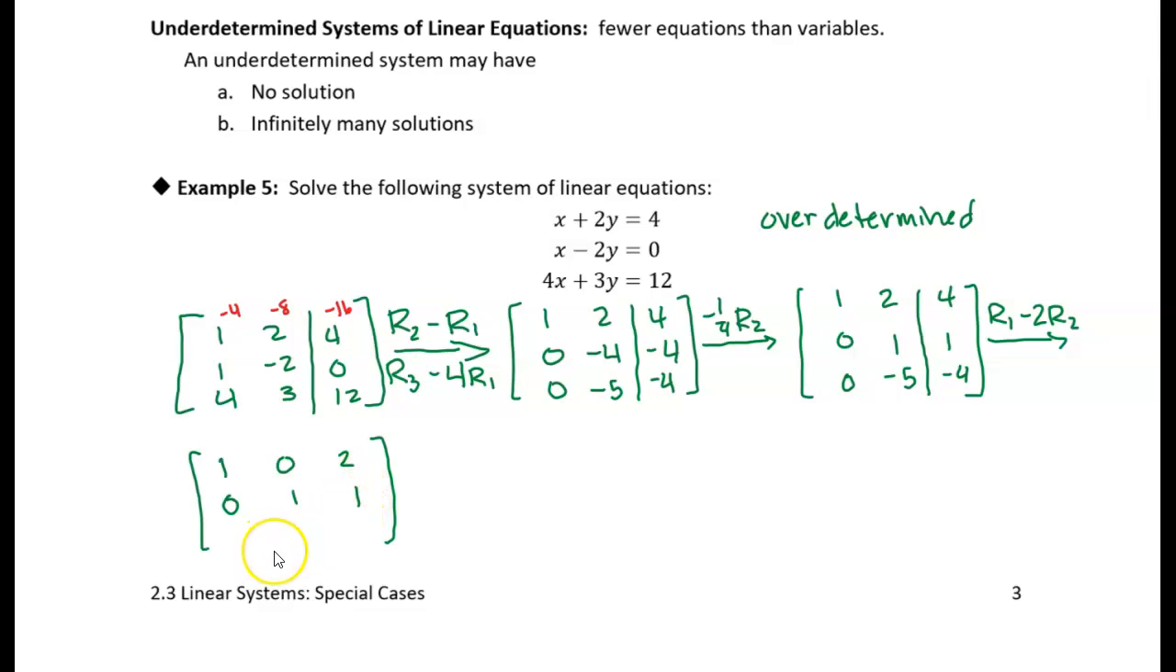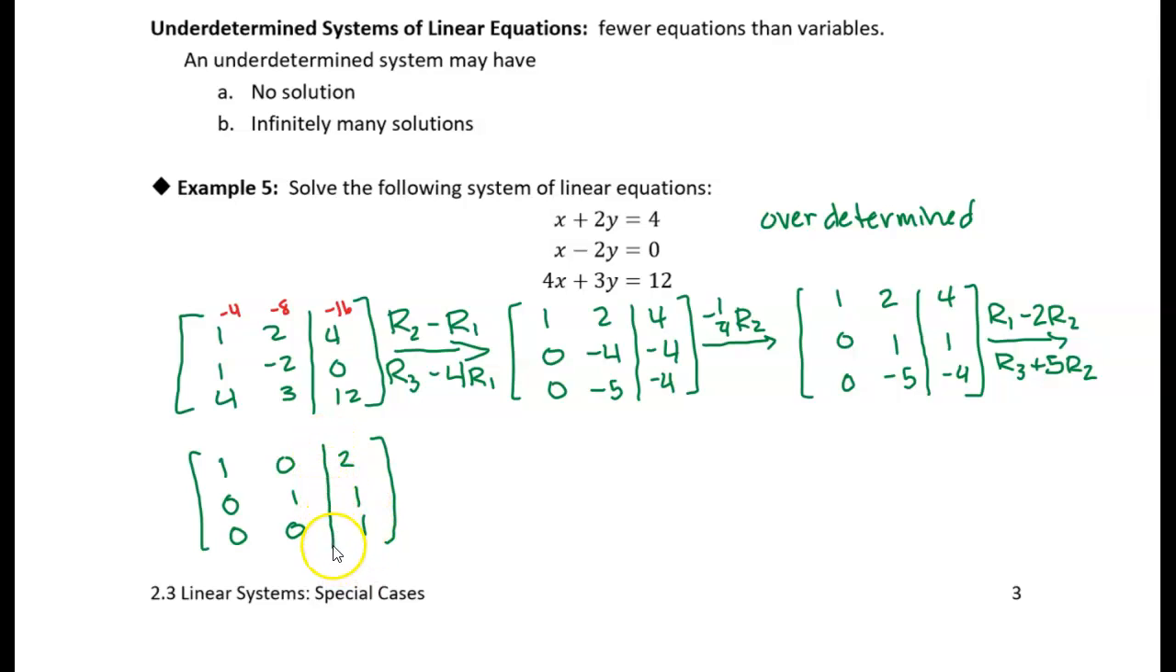Okay. And then we're going to zero out the second column in the last row. So in this case, I'm going to take row 3 and add 5 times row 2. Let's write that down. So this becomes 0, 5, 5 if I multiply by 5. So when I add those two rows together, I get 0, 0, and then 5 minus 4 is a 1.